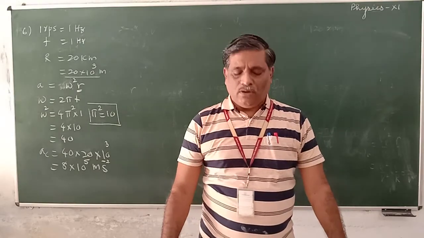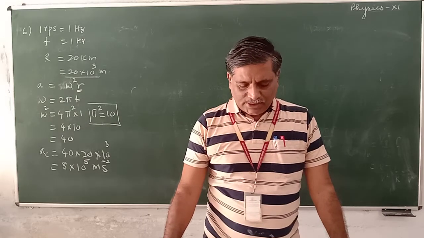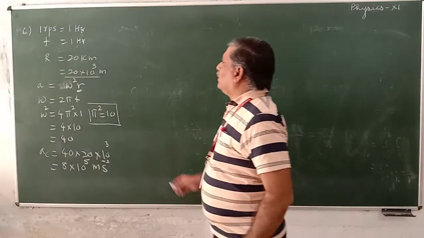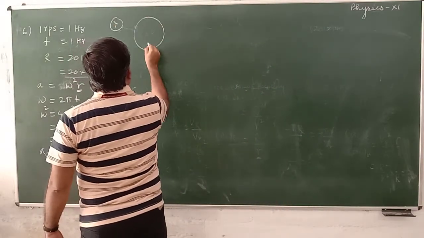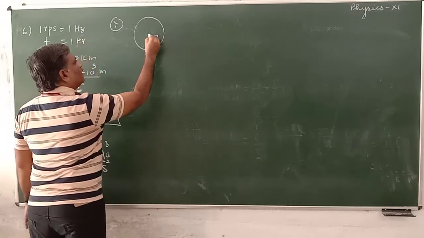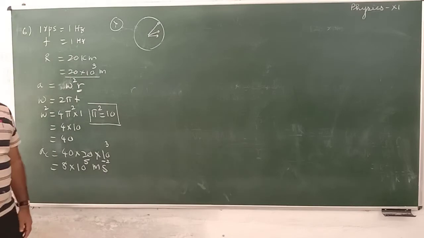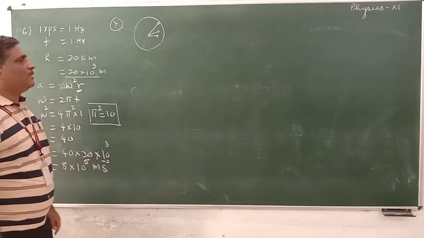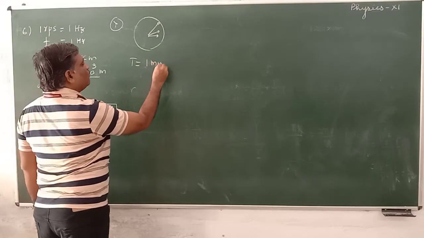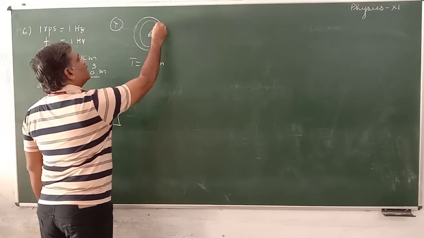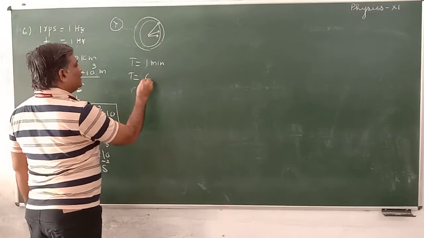The angular speed of the second's needle in a mechanical watch. When we see a mechanical watch, this is the circular one. This is the hour hand, this is the minute hand, this is the second hand. The second hand is the longest one and its speed is also maximum. Time period of the second hand is 1 minute. In 1 minute it completes 1 revolution, so the time period of the second hand is 60 seconds.